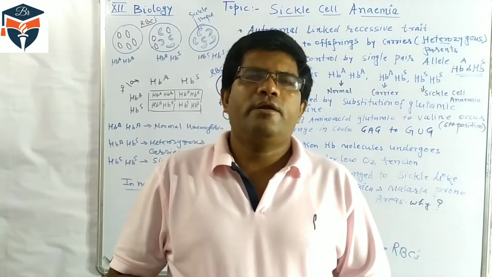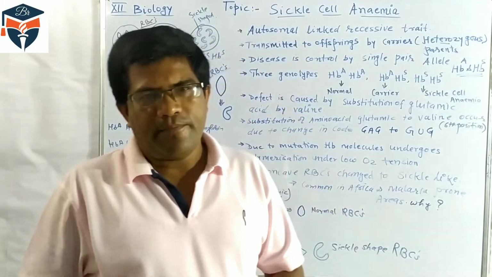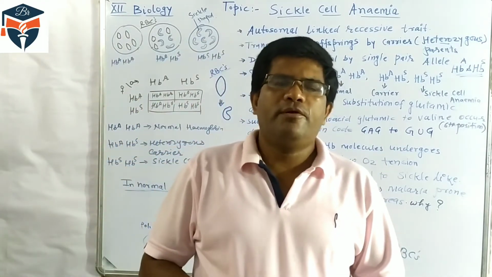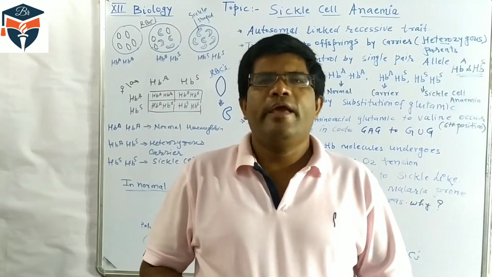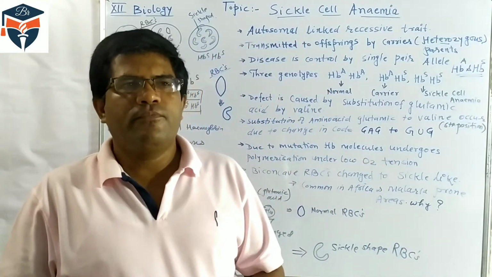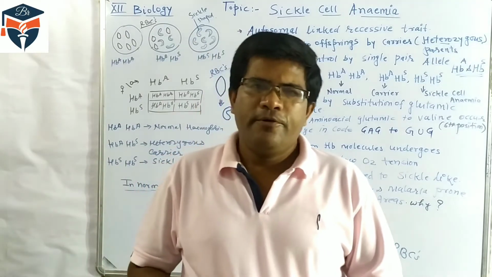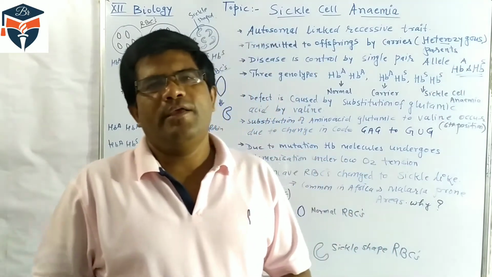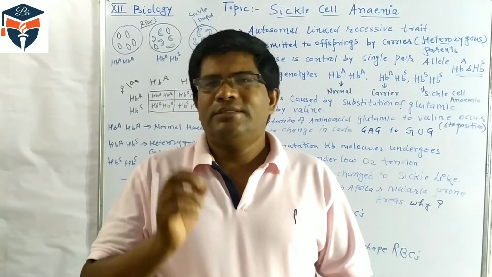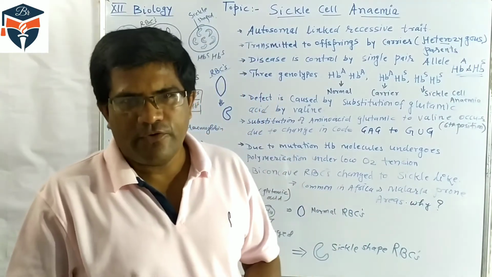Today we are discussing the chapter Principles of Heredity and Variation, and our topic is sickle cell anemia. Sickle cell anemia is one of the Mendelian disorders, and it is caused due to a point mutation or a single gene mutation.